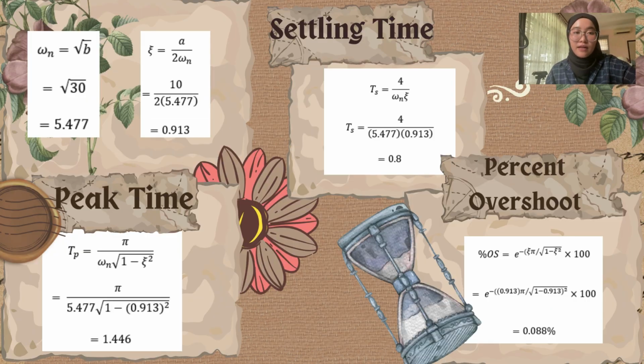Okay, for the next calculation, we have to find the value of settling time, percent overshoot, and also peak time. For the first step, we have to find the value of omega n and also the value of zeta, where we got omega n is 5.477 and zeta is 0.913. Therefore, we will find the settling time, and we got 0.8, the percent overshoot is 0.088%, and the peak time is 1.446.